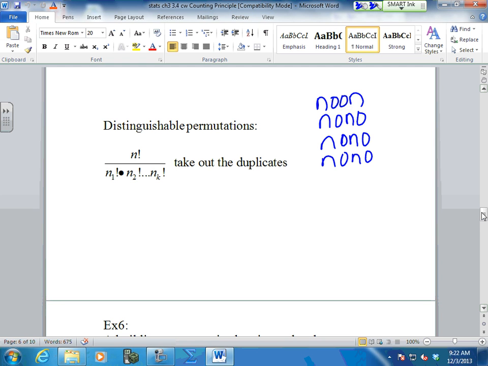So here's our problem. These are not distinguishable. I can't tell the difference between these. So when you use letters that repeat, you have to be careful. You have to take out those duplicates. I can't count this one or this one. I have to be able to take them out of there.